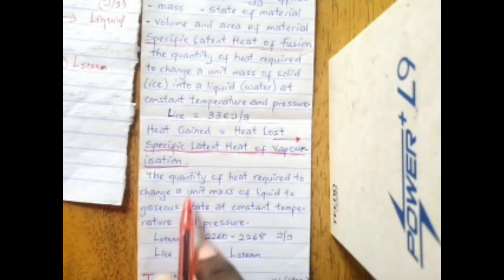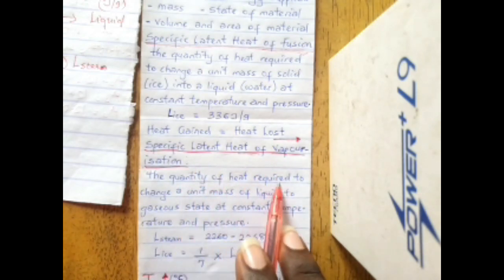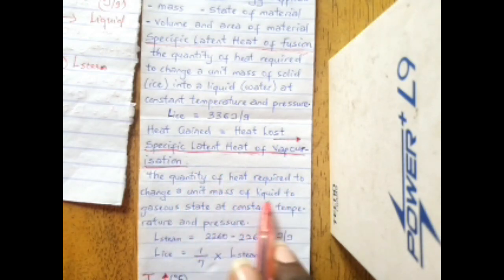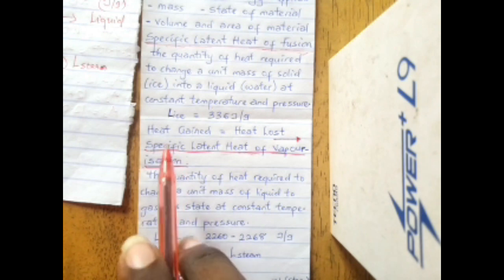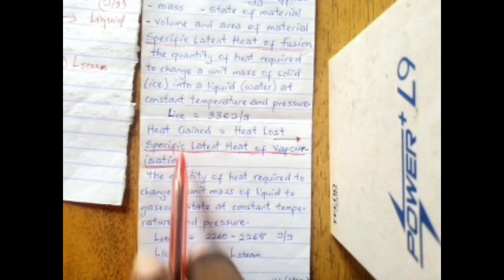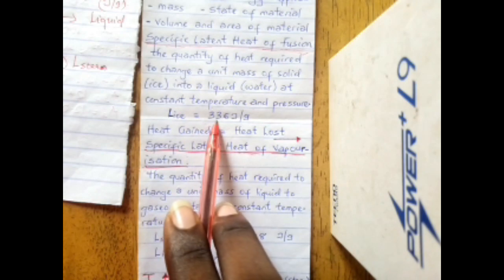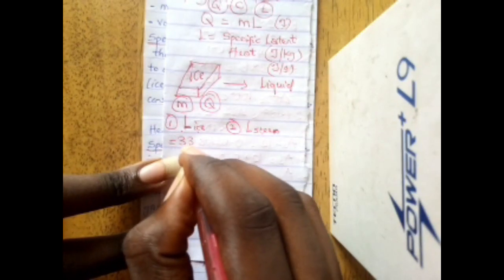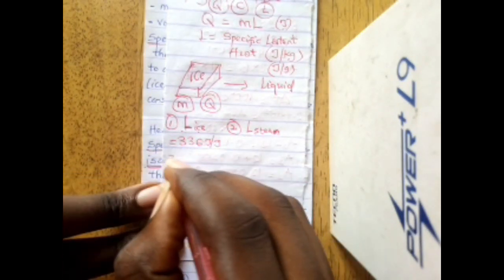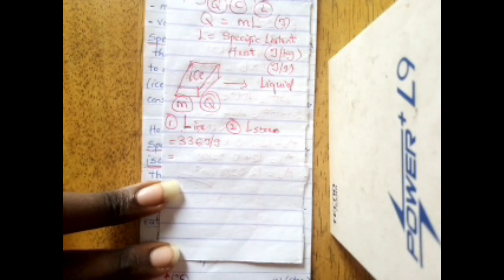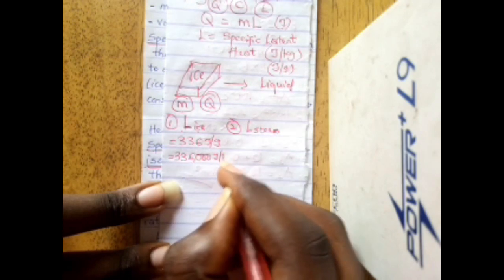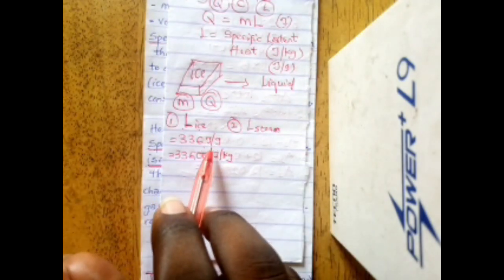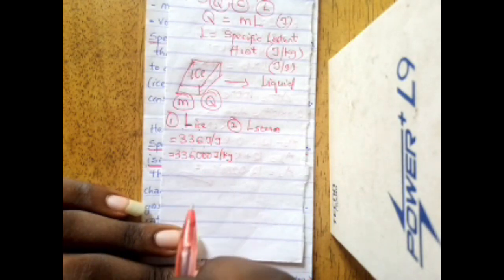So this brings us to specific latent heat of vaporization: the quantity of heat required to change a unit mass of a liquid to its gaseous state at constant temperature and pressure. Now, the experimental value for the latent heat of ice is 336 joule per gram. If you want to express it in joule per kilogram, that will be 336 multiplied by 1000 joule per kilogram. So in terms of joule per gram you have this, and in terms of joule per kilogram you also have this.